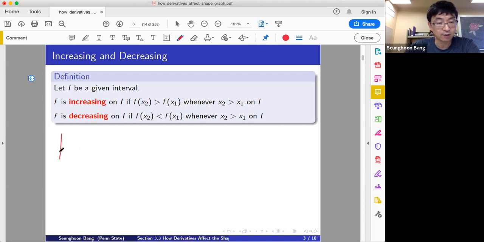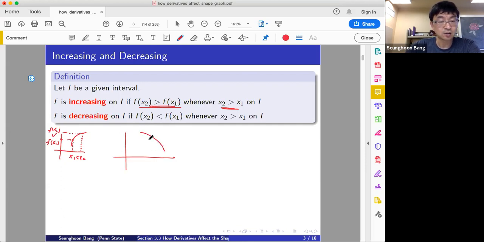You can draw the graph here. You can choose two points, x1 and x2, where x2 is greater than x1. This is the assumption. You can think about the corresponding function values. This value is f of x1, and this one is f of x2. f of x2 is greater than f of x1, so the graph is increasing.